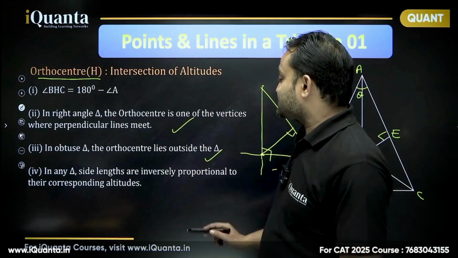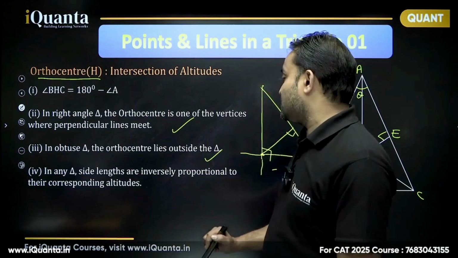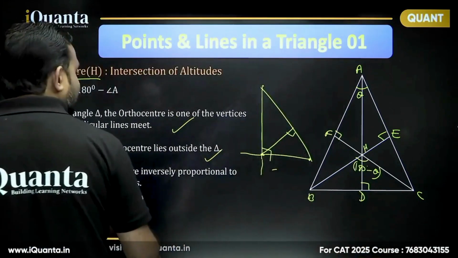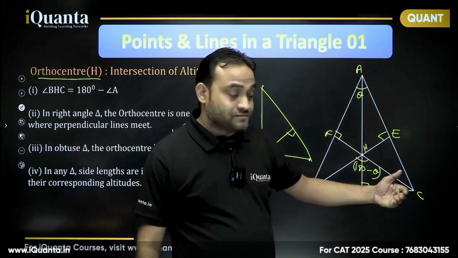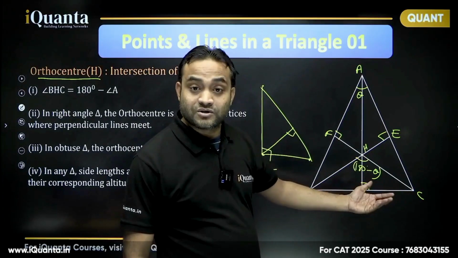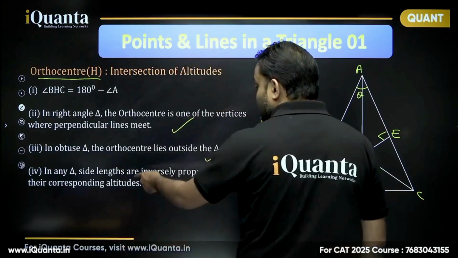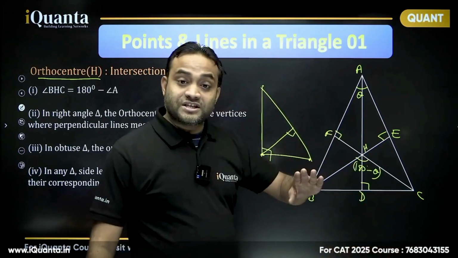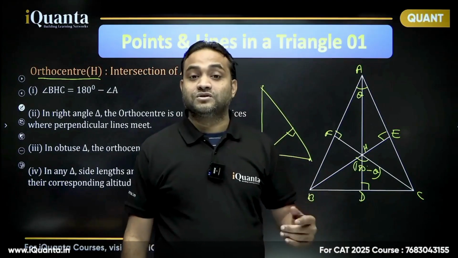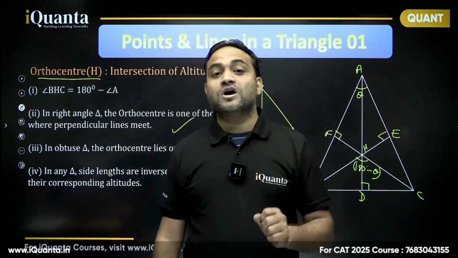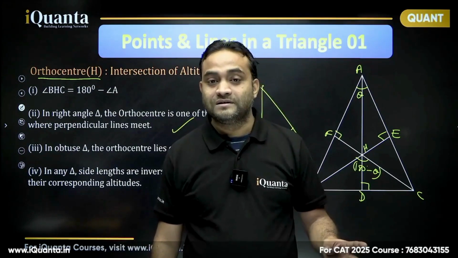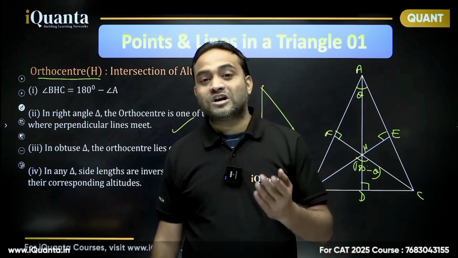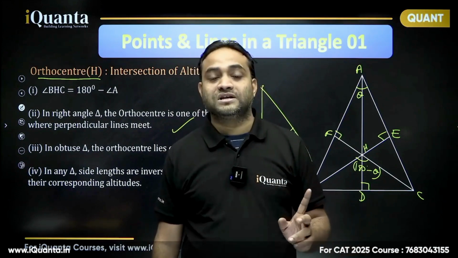In any triangle, side lengths are inversely proportional to their corresponding altitude. That means the bigger the side length, the smaller the altitude, right. Inversely, the smaller the side length, the bigger the altitude. In any triangle, if you talk about the altitude drawn to the largest side, it will be the smallest of the three, and the altitude drawn to the smallest side will be the largest of all the three altitudes.